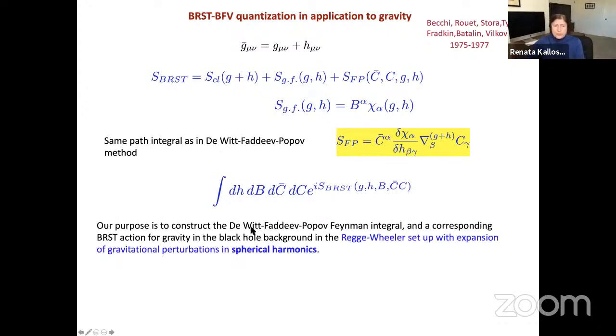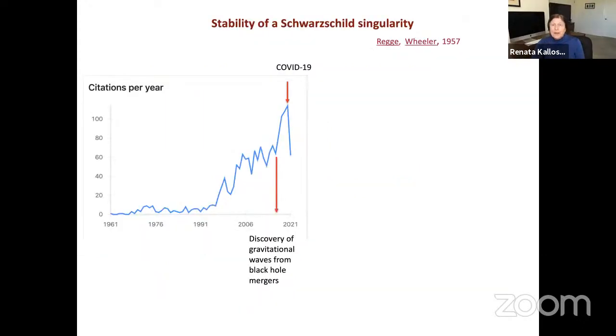So our purpose is to construct this Faddeev-Popov-Feynman integral and the corresponding BRST action for gravity in the black hole background in the Regge-Wheeler setup with expansion of gravitational perturbation in spherical harmonics. And of course, this could have been done anytime after 1967 because the procedure was known. And so the question is, why now? And the answer is the following.